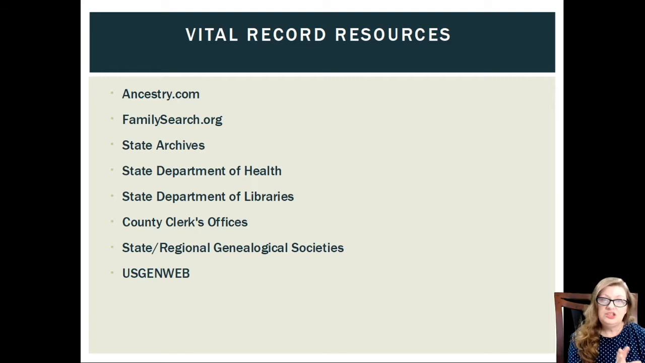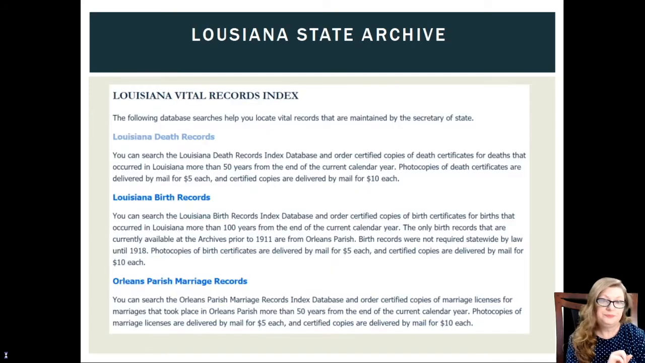So the information by county is different because it depends upon the volunteer running that county. So they can have indexes, they can have wills, they can have obituaries. So it really depends upon the county. I'm going to show you examples of all of this and the kinds of information you can find. And then at the end, I'm going to show you where you can locate your State Department of Health or the state archives or the state libraries.